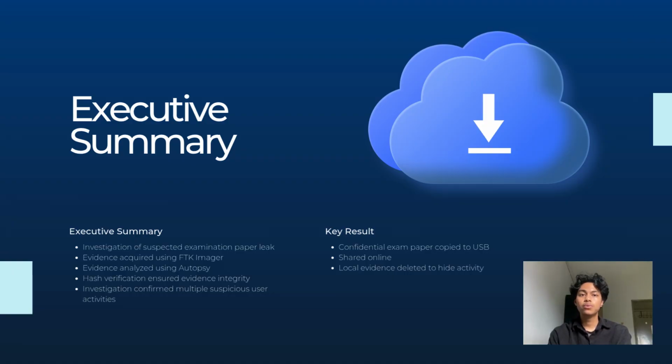We uncovered clear proof confirming multiple suspicious user activities. As a key result of this investigation, our findings confirm that a confidential examination paper was illegally accessed and copied directly to an external USB device. The perpetrator then shared this document online. Furthermore, we identified anti-forensic attempts where local evidence and artifacts were deleted to cover up these actions. Let's move on to the next slide to see the initial investigation plan.